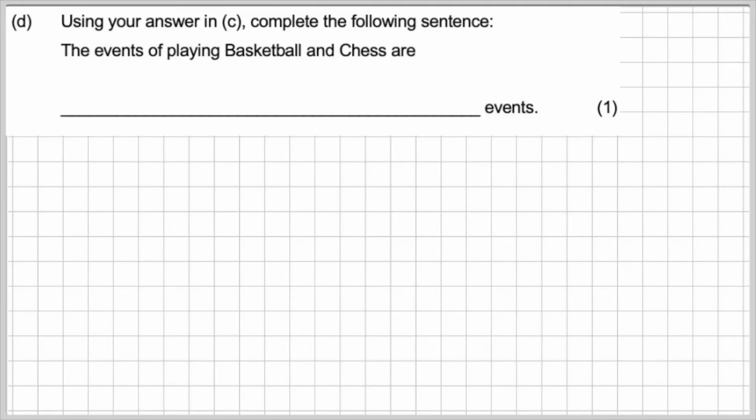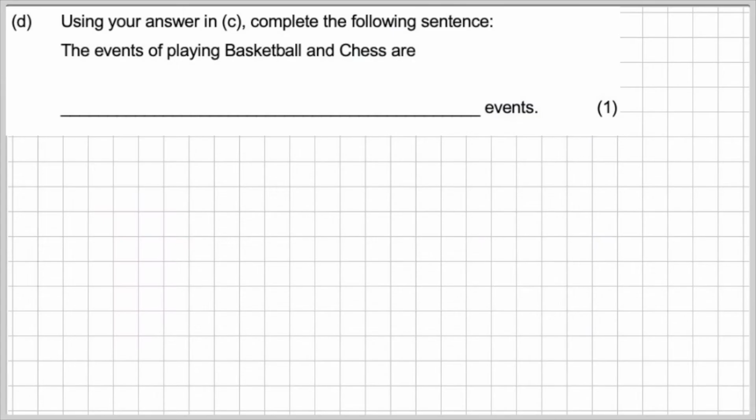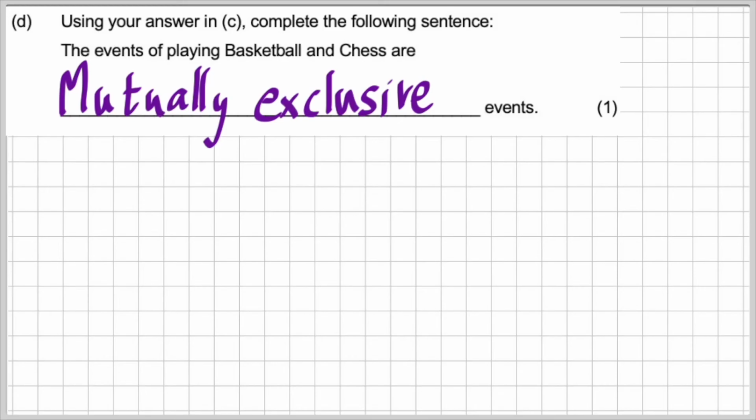Now we ask an interesting question. Using your answer in C, so in other words, that answer of N of B and C being naught, there's my keyword. The overlapping is 0. The events of playing basketball and chess are mutually exclusive events. Okay? Why do we say that? Because mutually exclusive means things that cannot happen at the same time. So someone cannot play basketball and chess at the same time. Not in this case, at least.